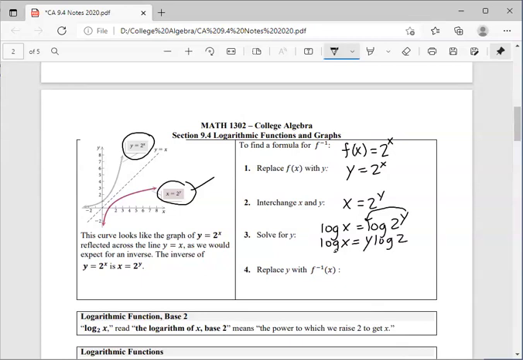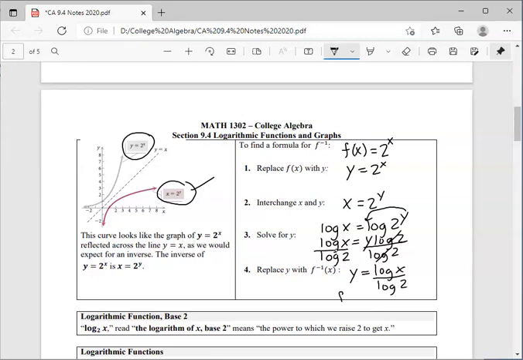I don't expect you right now to understand why we're doing this, okay? Because in 9.5 and 9.6, we go over solving these things a bunch. But we need our y to come down, and there is a property that says we can do this. Now I can solve for y because I can divide both sides by the log of 2. And so these log of 2's would cancel out, and I would get, well, y is equal to the log of x over the log of 2.